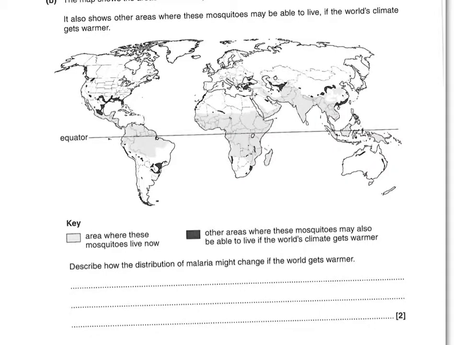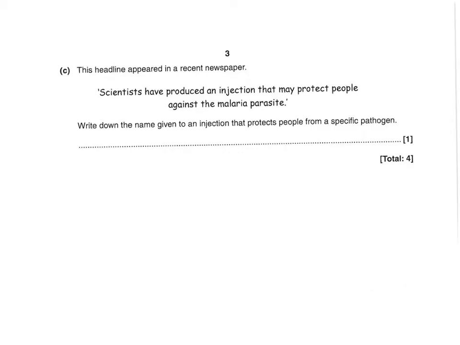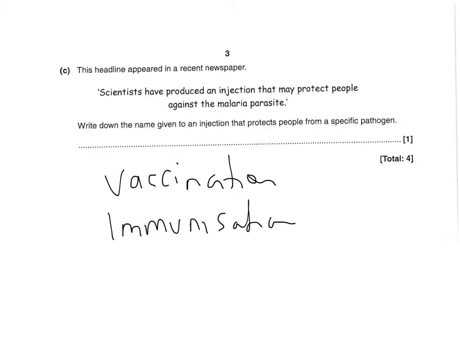malaria cases. The next question says, this headline appears in a recent newspaper. Scientists have produced the injection that may protect people against malaria parasite. Write down the name of the injection that protects people from a specific pathogen. There are 2 options for this, either vaccination, or you could have put immunisation. Either of those would have got you the mark. If you put vaccine as well, that will get you a mark too.